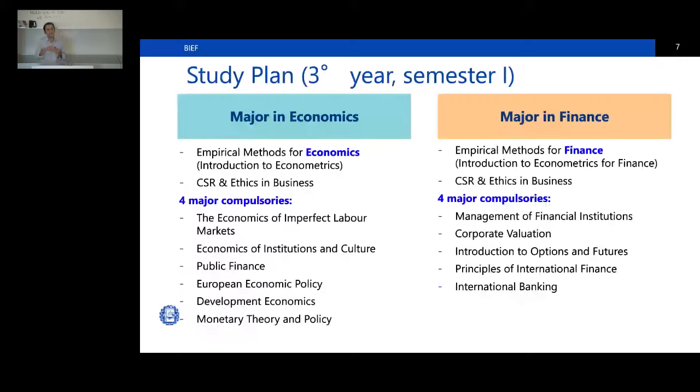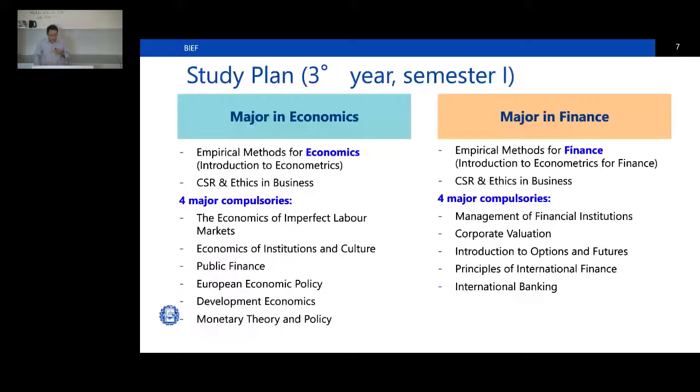And the key difference between these two courses is that for the major in economics, you will deal with economic phenomena and tools to analyze economic phenomena. For finance, same thing, but for financial phenomena. And then here we choose what we call the track courses. So in particular, you choose 4 courses out of this list. So you see that the list has 6 courses for economics, labor, institutions and culture, so on and so forth, and has 5 courses for finance. So you need to select 4 in this list.